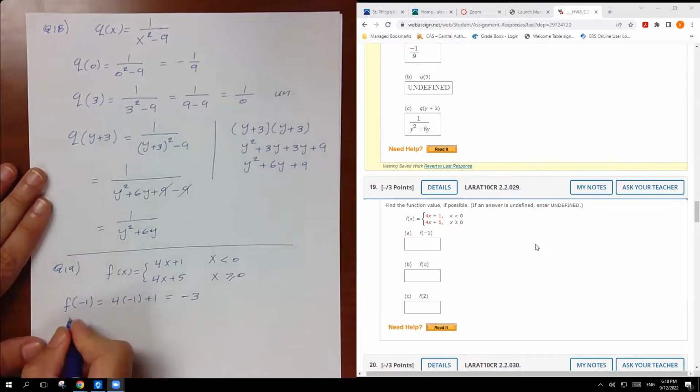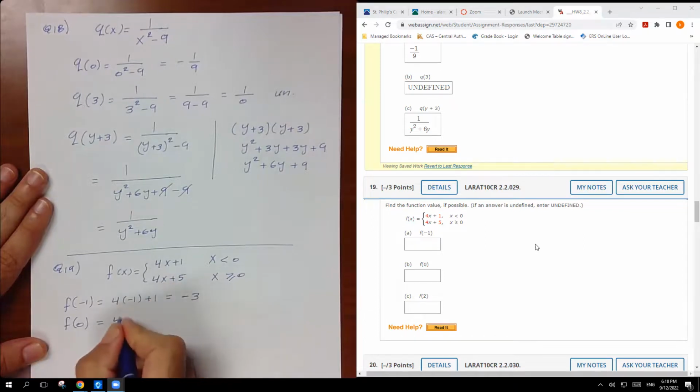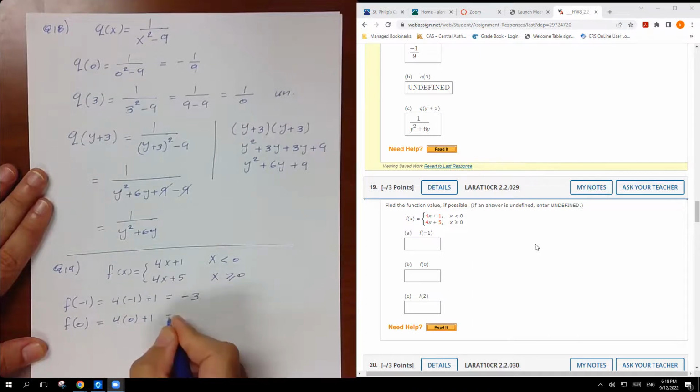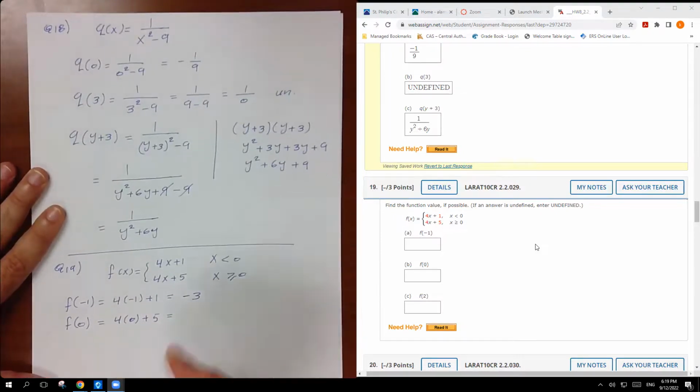The second one, we need to find f of 0. So 0, here's the equal sign, that means it belongs to the second piece. So we're going to plug in 4 times 0 plus 5. Sorry, to the second one, so plus 5. So the result is going to be 5.